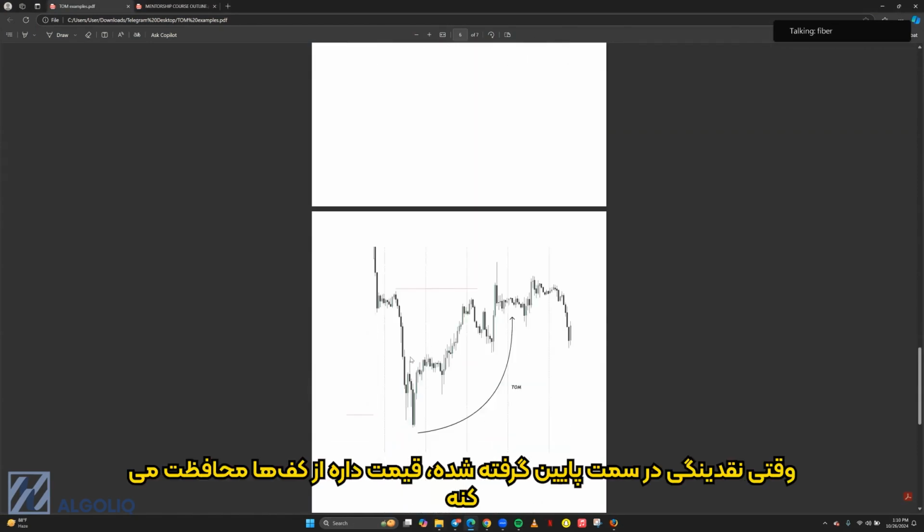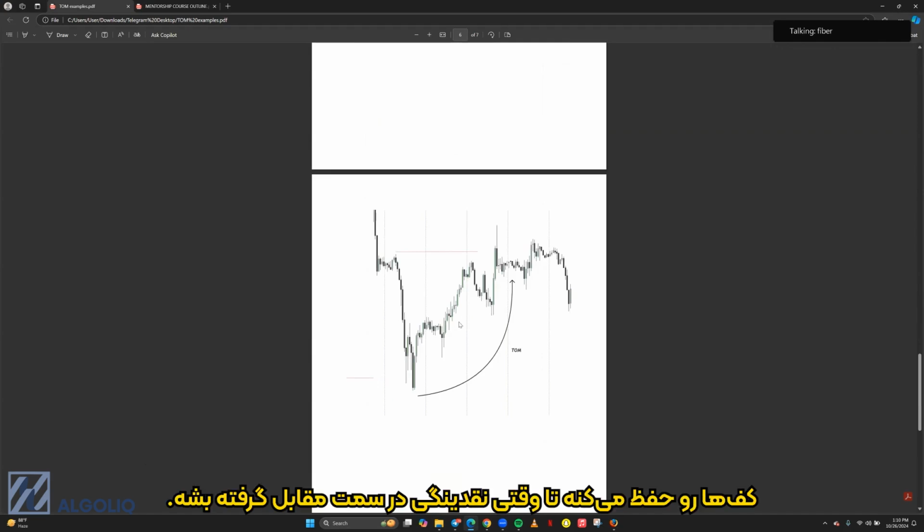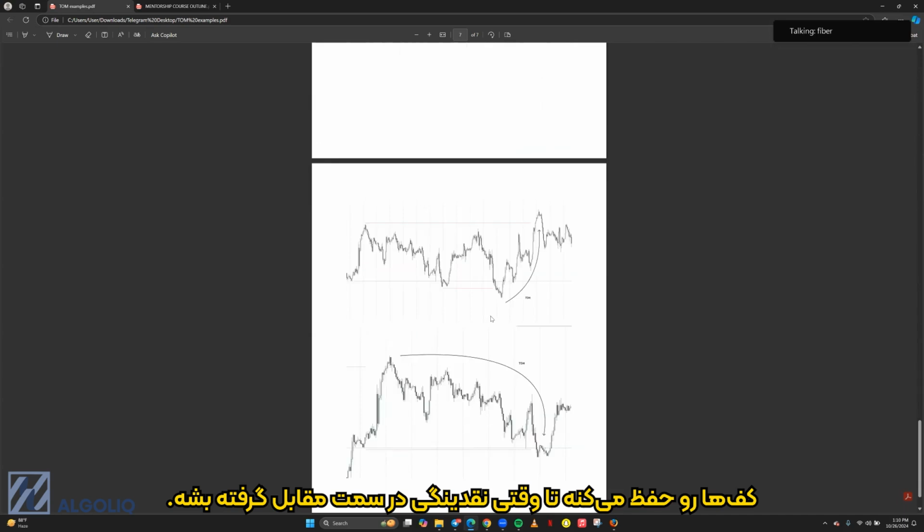So it's when liquidity has been taken on the downside, you have price protecting lows until you have the liquidity taken at the opposite side.